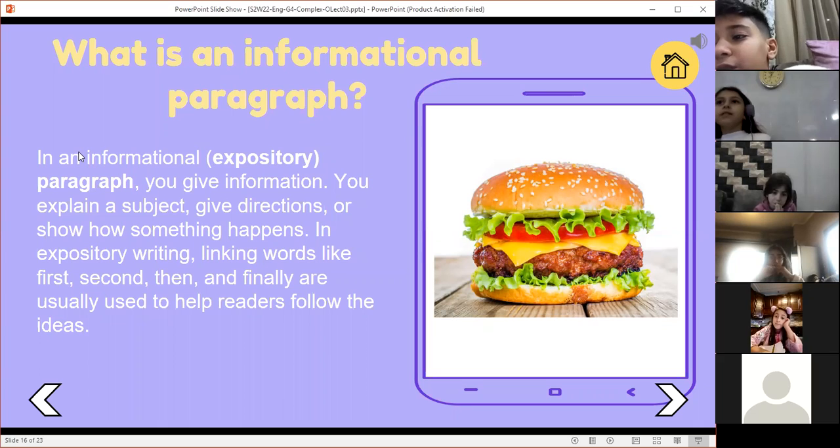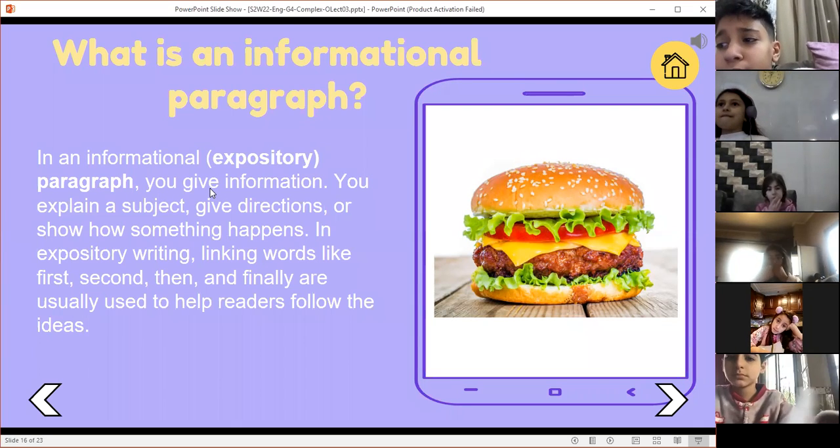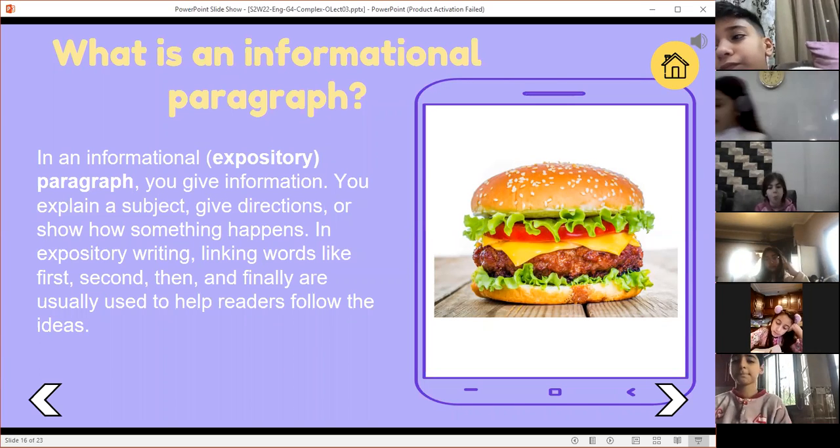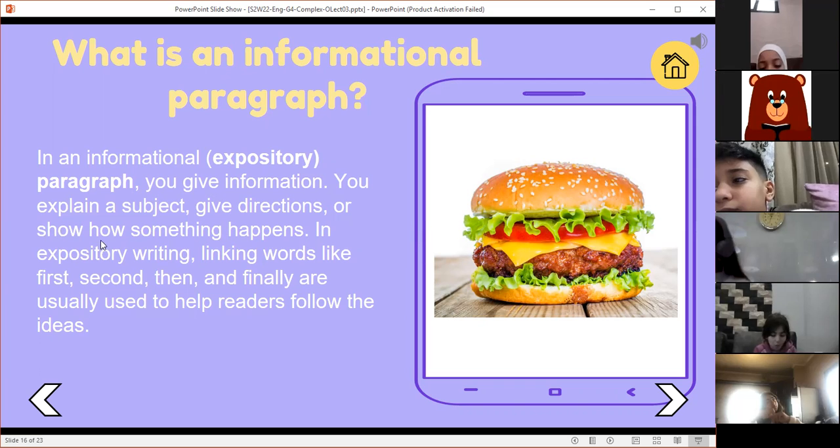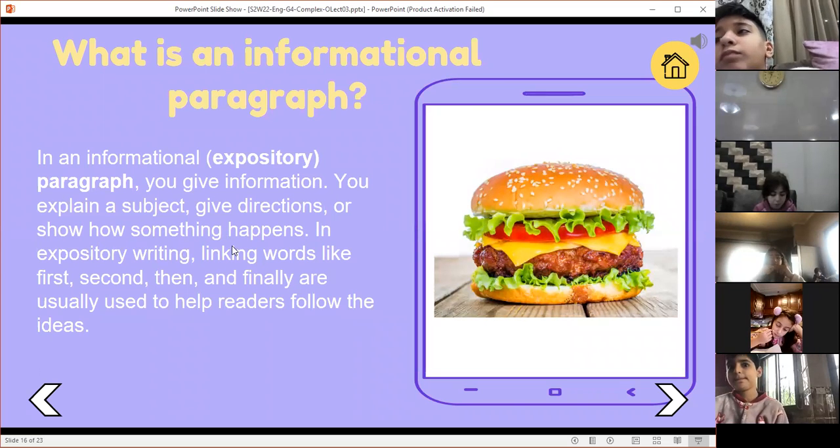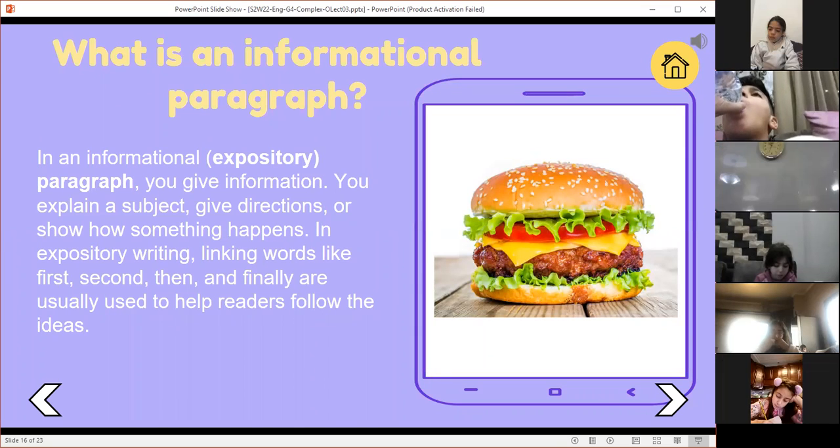So what do we call an informational or expository paragraph? It gives information and you explain a subject, give directions, or show how something happens. Oh, it's like the story about Dollars and Cents. Yes, let me ask Fadl Ermaiti.